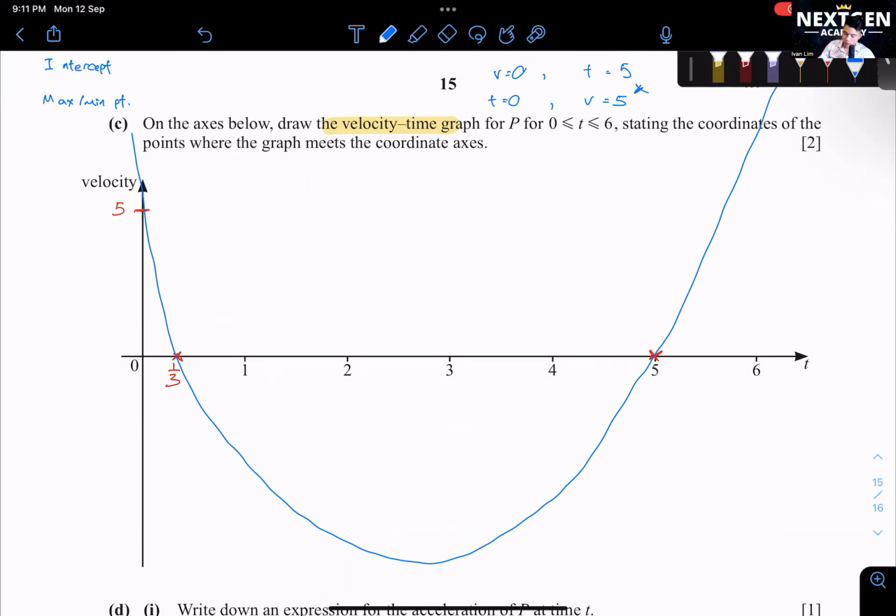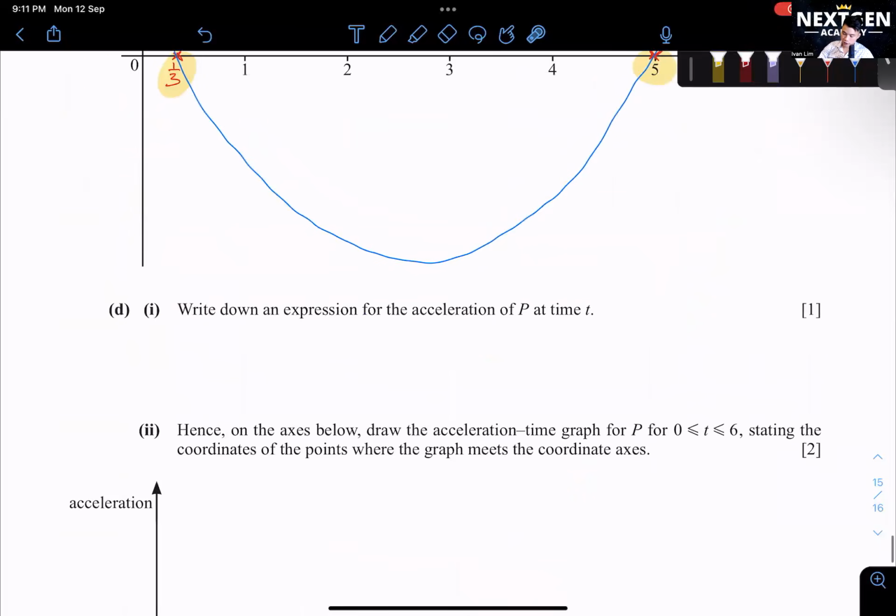So show these 3 points. You need the 3 points. If you label wrongly, you lose 1 mark. So you need 1 over 3, 5, and then 5. These 3 points are 1 mark, then the shape is 1 mark.